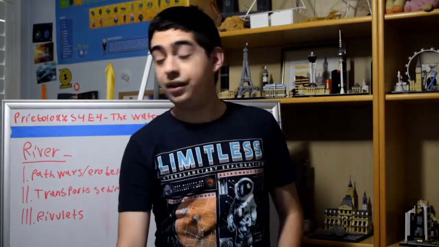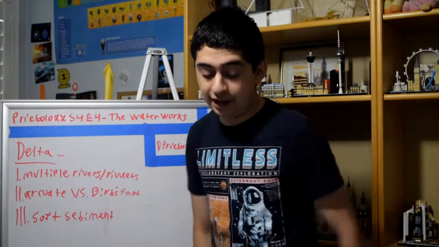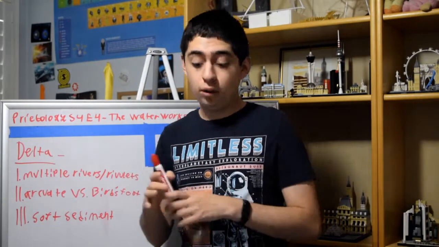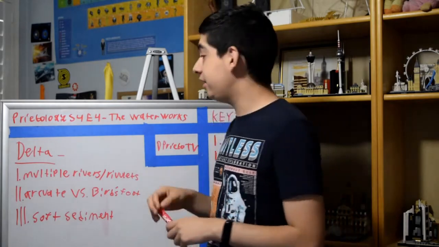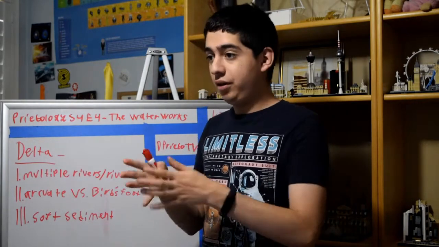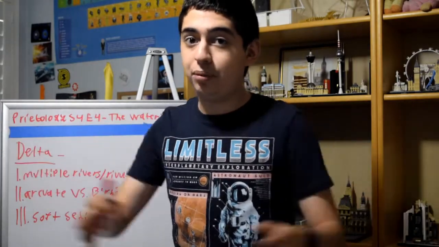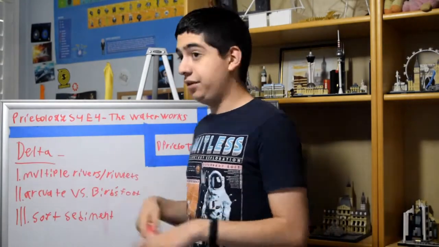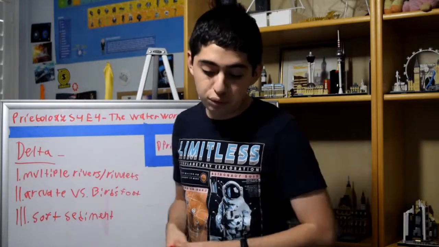Term number 3, and this also goes along with river. I said we'd talk about it in a bit. Well, here it is, deltas. These are made up of one or more rivers, and essentially they're muddy little islands between rivers. So a river branches off into multiple rivers like a tree. And like I said, they're separated by muddy islands, and they're essentially different channels of rivers.